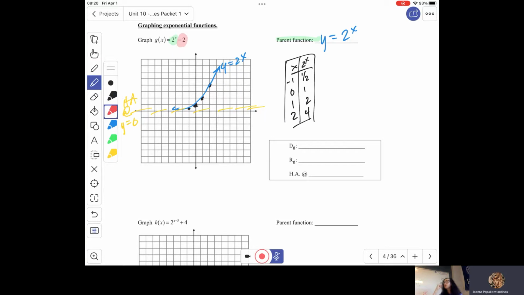Now, if I look at this -2, how would you describe that transformation? What is being done to that parent? It is being shifted down 2. So I literally could take each one of these y values and subtract 2 from each of them and get the new output. Or I could just literally move each of these down 2. Now, my question to you is, is the horizontal asymptote the same, or has it changed? It has changed. What is my new horizontal asymptote? Give me the equation. Right.